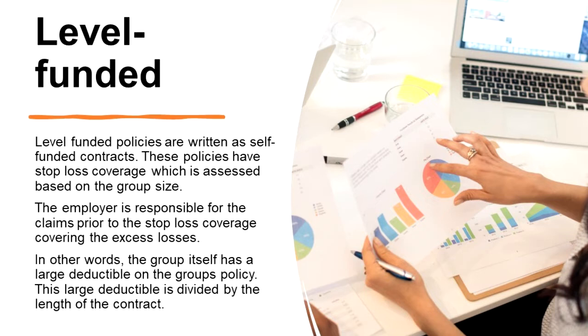For example, if an employer has a $12,000 aggregate deductible on a 12-month contract, the $12,000 is divided by 12 and the employer pays $1,000 a month, which is built into the overall premium. If the group's claims are less than $12,000 during the contract year, the employer receives a refund for the unused claims.